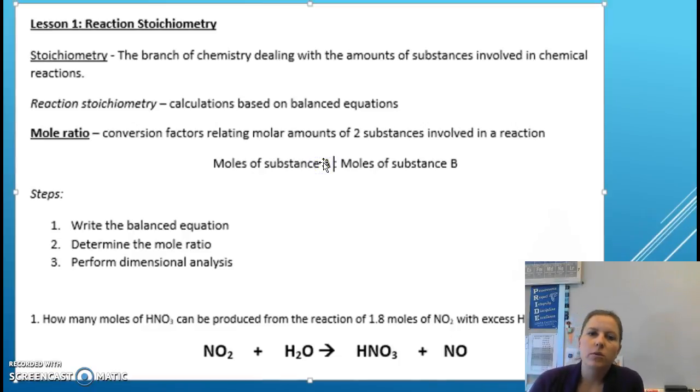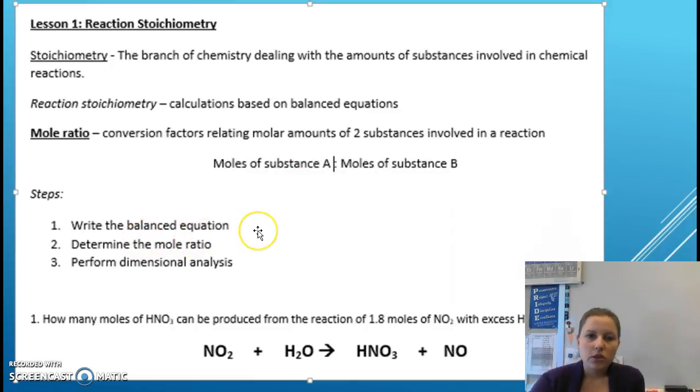Stoichiometry is the branch of chemistry dealing with the amounts of substances that are involved in different chemical reactions. When we talk about reaction stoichiometry, we're going to do calculations based on these balanced equations. One important thing is that you need to know the mole ratio. The mole ratio is a conversion factor between the molar amounts of two different substances involved in a reaction. So it'll be written out like this: moles of substance A to moles of substance B.